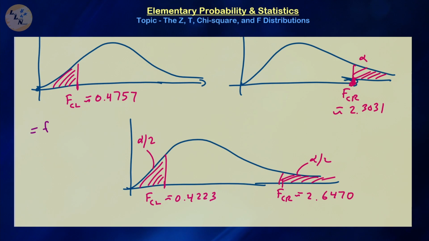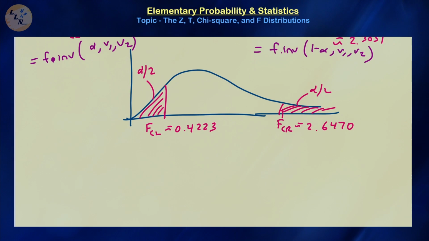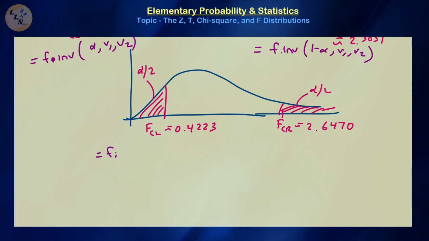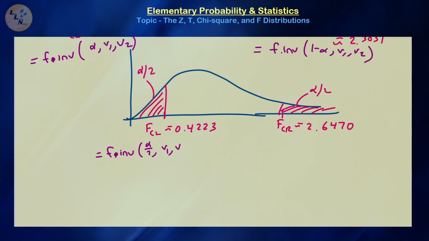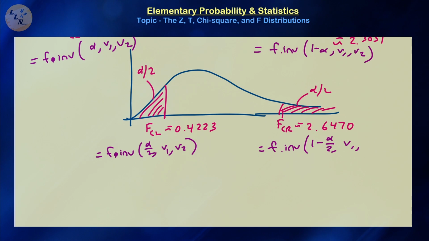The left critical value is going to be equal to F.INV of alpha, v1 comma v2, and then the right critical value is going to be F.INV of 1 minus alpha, v1 comma v2. And then for each of these, our two-tailed left and right critical values, that's going to be equal to F.INV of alpha over 2, v1 comma v2. And then the right is going to be equal to F.INV of 1 minus alpha over 2, v1 comma v2.